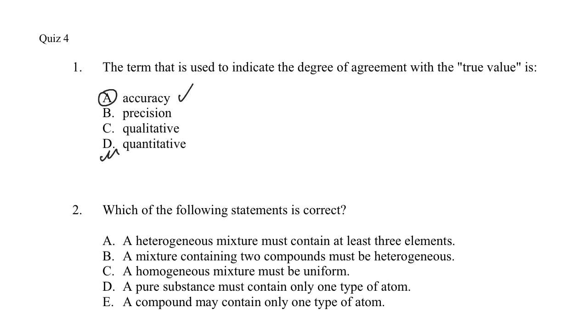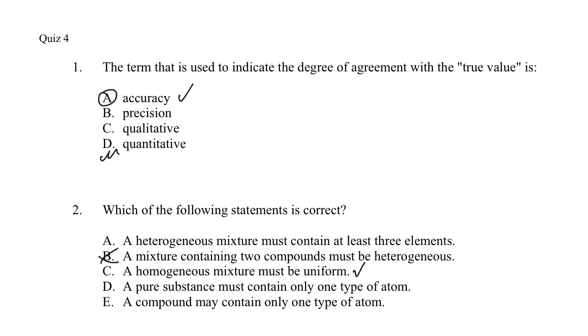Number 2, which of the following statements is correct? A, a heterogeneous mixture must contain at least 3 elements. Let's come back to that one in a second. B, a mixture containing 2 compounds must be heterogeneous. That does not sound correct, because a mixture could contain 2 compounds but be homogeneous or heterogeneous. So B would not be a true statement. C, a homogeneous mixture must be uniform. That sounds correct, because a uniform mixture is the definition of what homogeneous means. So something that is homogeneous is uniform throughout. So C is sounding like the correct answer.